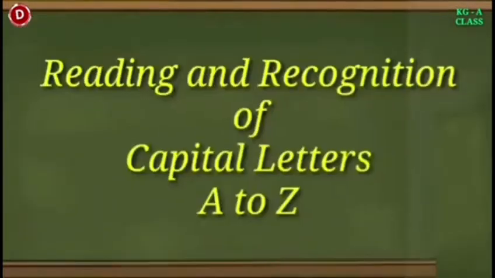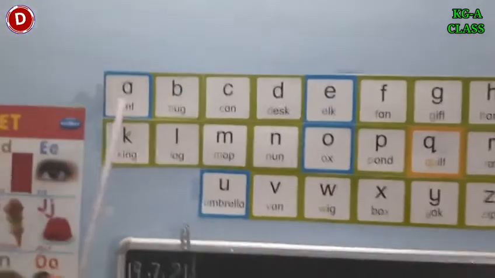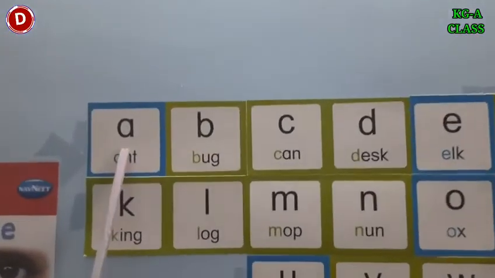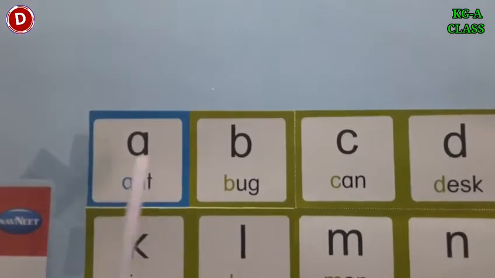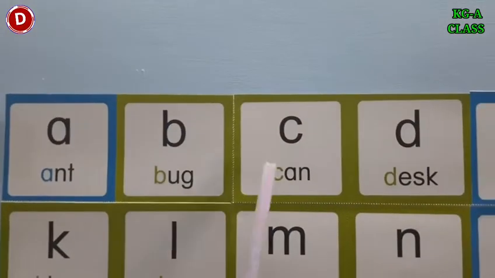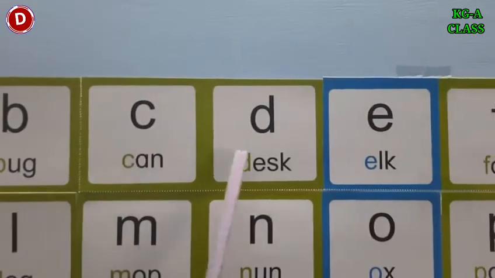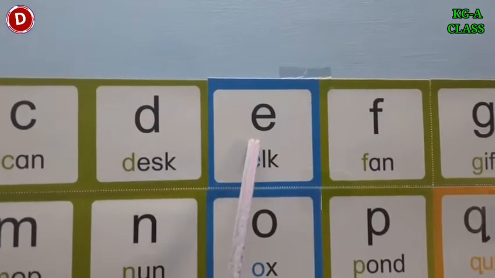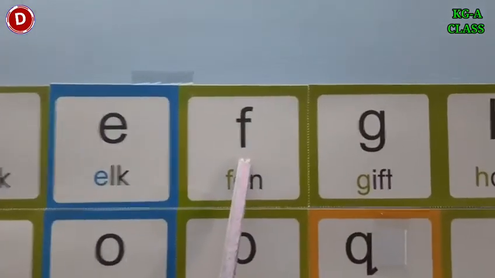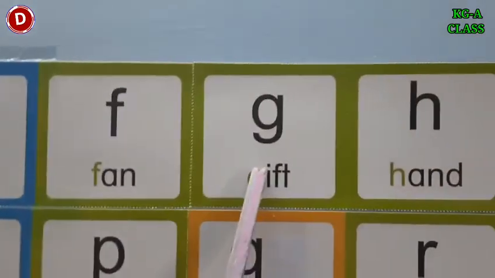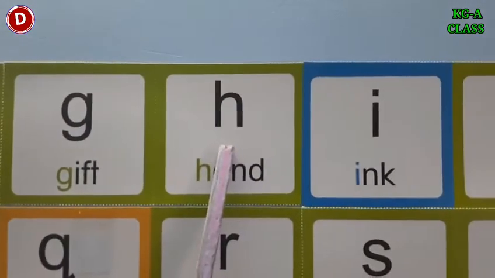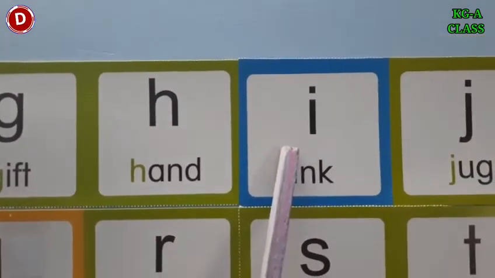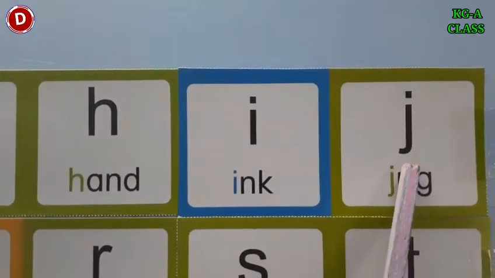Children, in this way, you have to learn to read and recognize capital letters A to Z with the help of pictures. Children, have a look. This is small a. Small a. This is small b. Small c. This is small d. Small e. Small f. Small g. Small h. Small i. Small j.